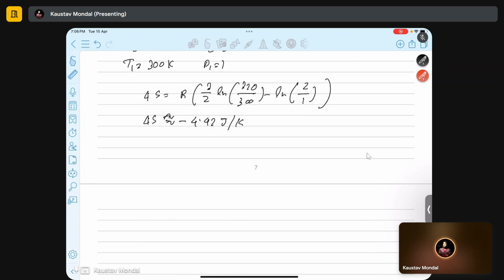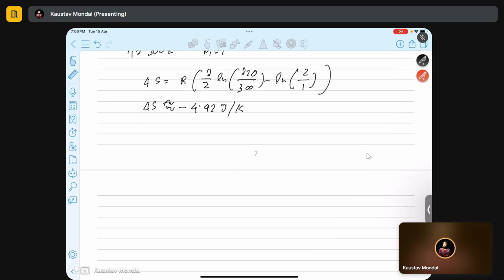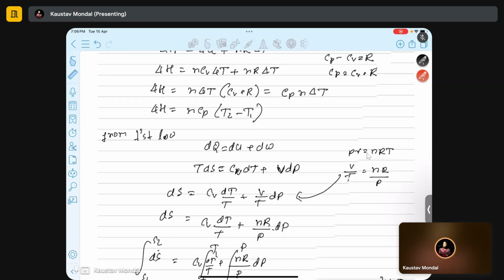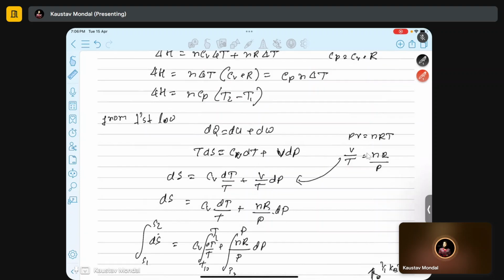Now this is the change in the entropy calculated. Now the delta H we have to also calculate, right? Delta H we have calculated previously. From here also we can calculate it: Cp is 3 by 2R, T2 minus T1 is basically 320 minus 300, this gives you 415.7.